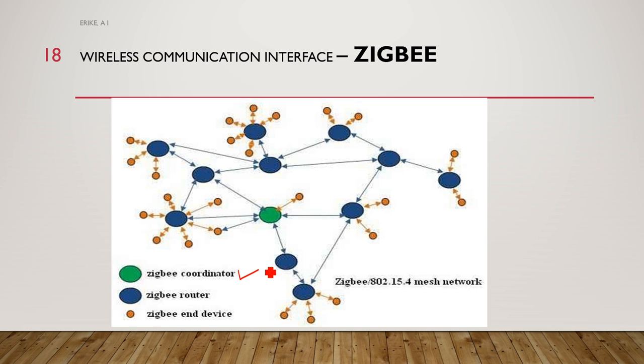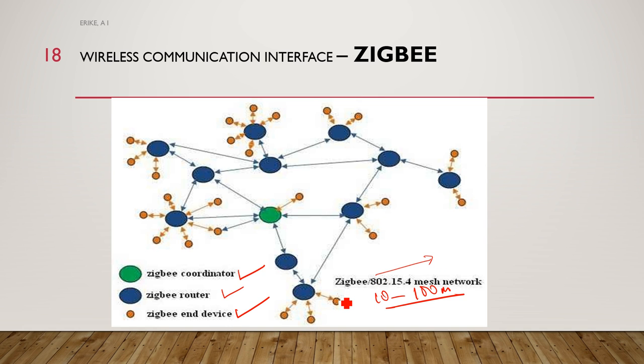Number one is the Zigbee connector. We have the Zigbee router, and then we have the Zigbee end device. Okay, so Zigbee devices can transmit over long distances by passing data through a mesh network. Basically, Zigbee devices can travel between 10 to 100 meters. But if they are in a mesh network, you discover that it can travel more than that.